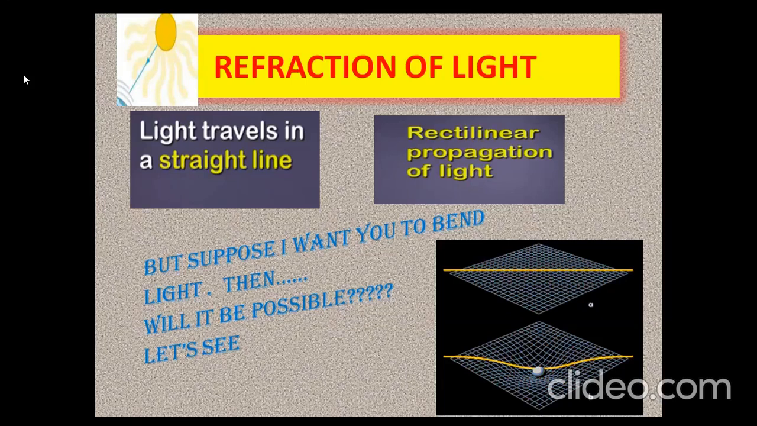Children, we all know that light travels in a straight line, which is known as the rectilinear propagation of light. But suppose I want you to bend light, then will it be possible? Let us see.